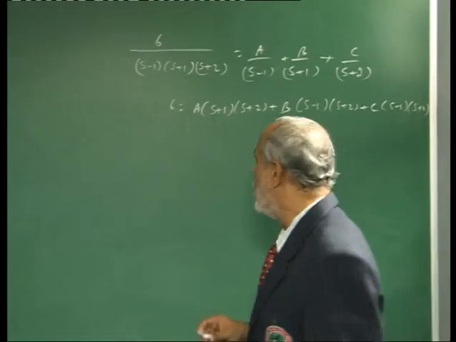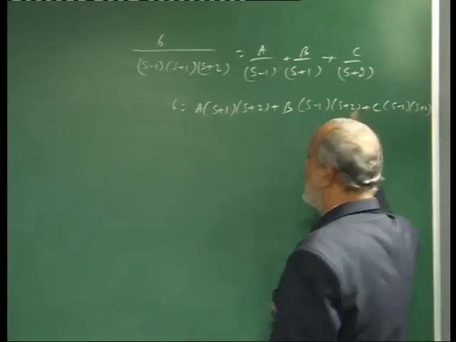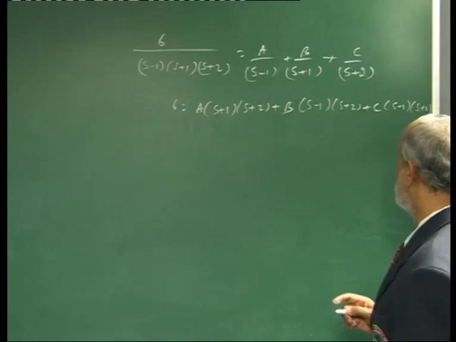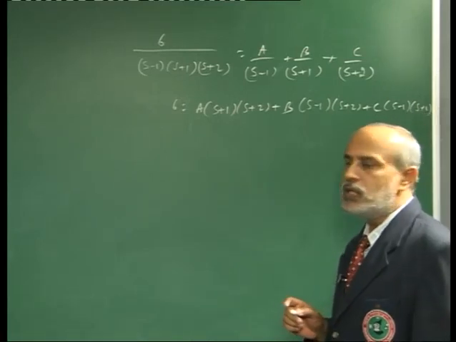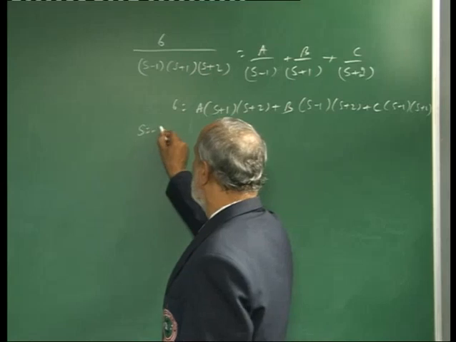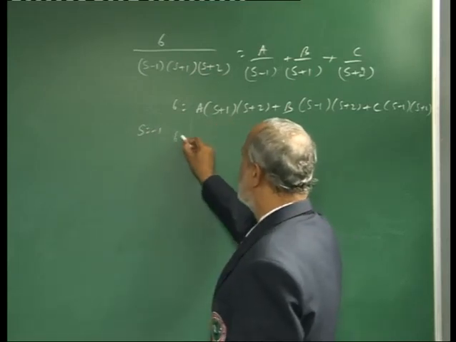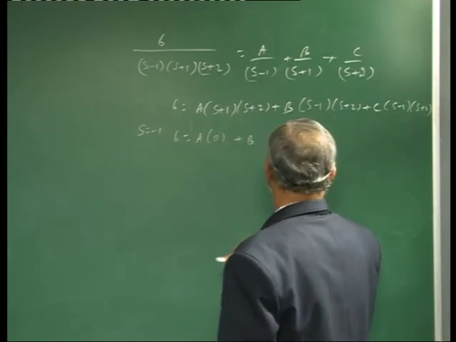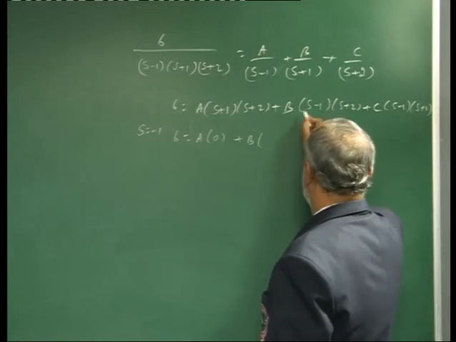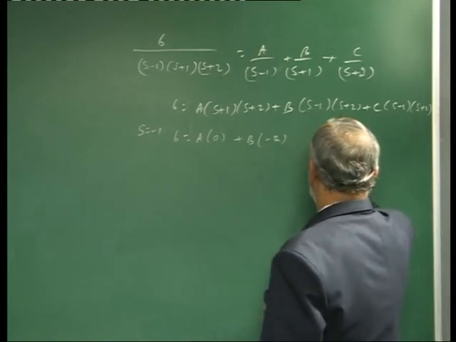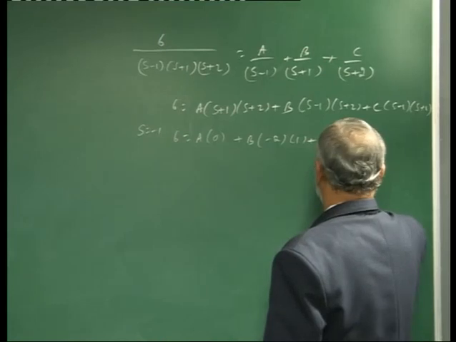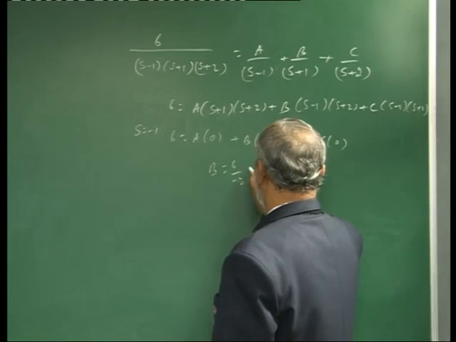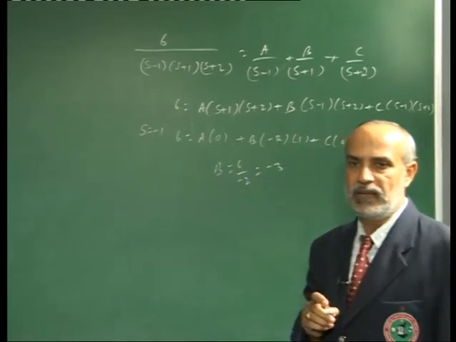Now your intention is to find the values of a, b, c. We can give the values s is equal to minus 1, s is equal to minus 2, and put s equal to 0. If you put s is equal to minus 1, then a becomes 0, b is minus 1 minus 2 and minus 1 plus 2 is 1, plus c becomes 0. Then minus 2 you can transfer, then b is equal to 6 by minus 2, we get b is equal to minus 3.